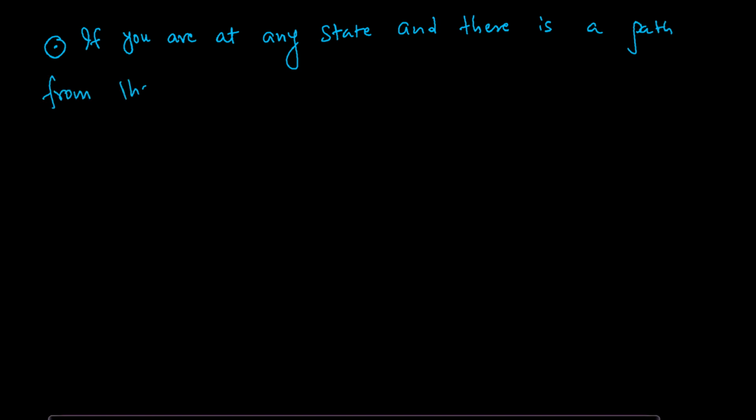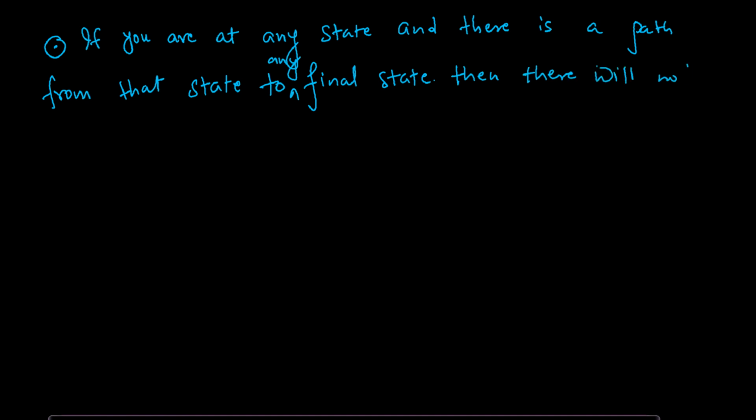If you are at any state, and there is a path from that state to any final state, then there will be no loop or self loop within that path, right? So now I am talking about any DFA, considering any DFA.